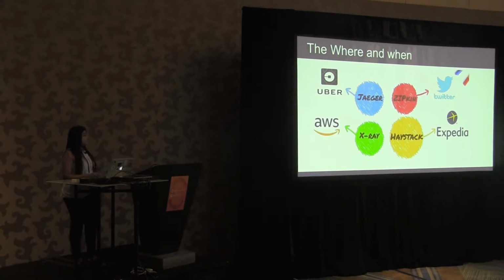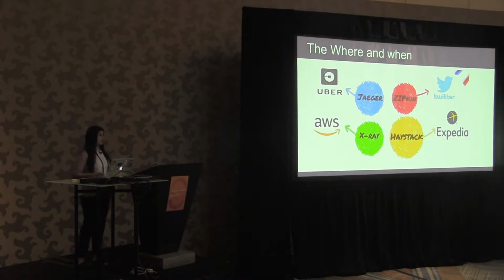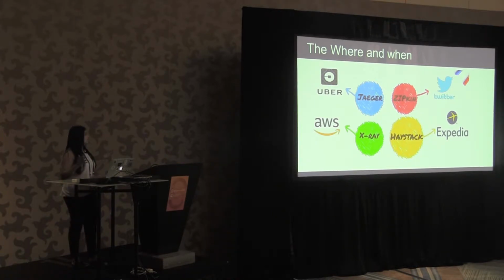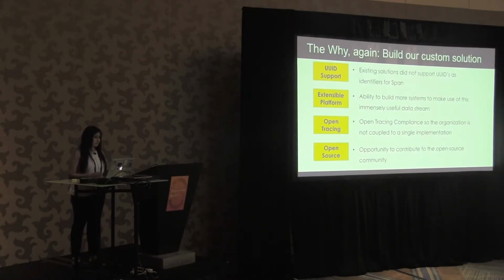Okay, so we were not the first people to do this at Expedia. The first and the most popular one is Zipkin that does distributed tracing since 2014, if I'm not wrong. And it's definitely a market leader up until now. We have some paid tools like X-Ray from AWS, Jaeger, and of course Haystack from Expedia.